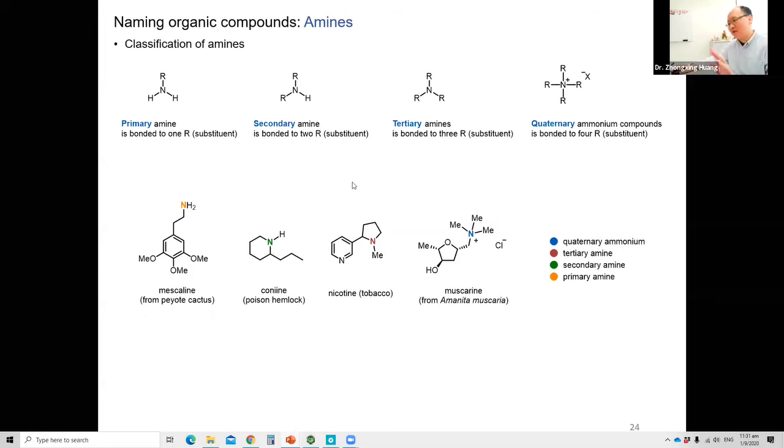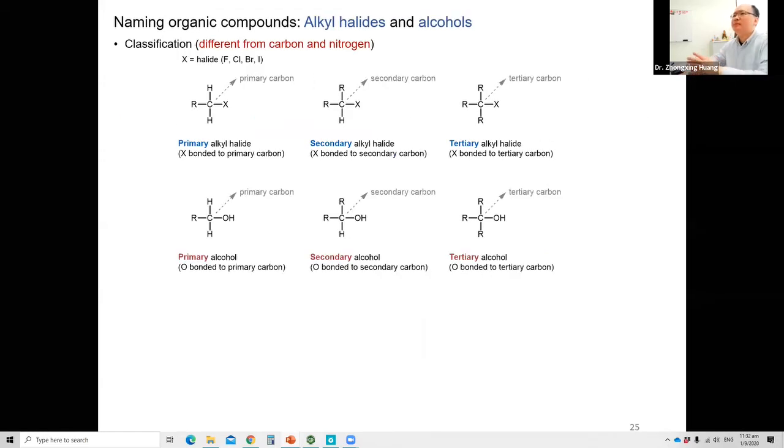Okay, just keep that in mind. I don't know whether you will use this knowledge or not, but just keep it in mind. Okay, some different classifications are listed here, which deal with alkyl halides and alcohols.